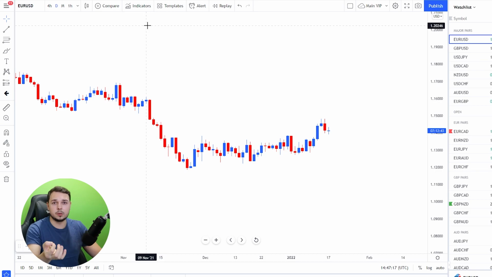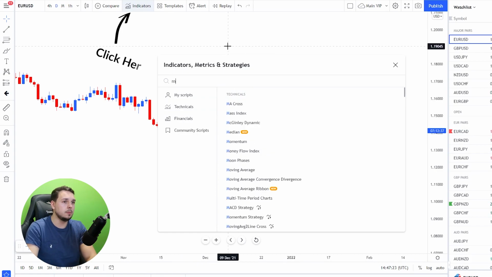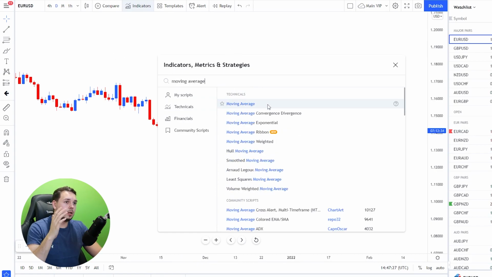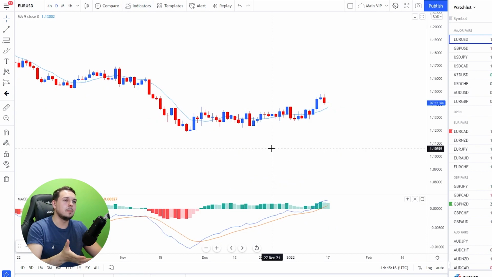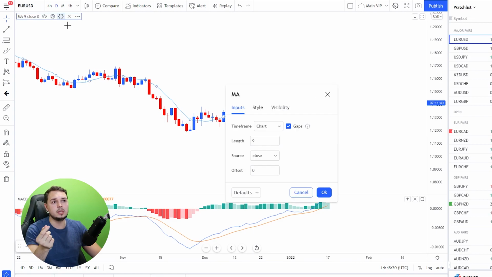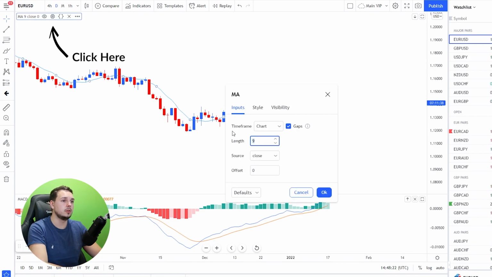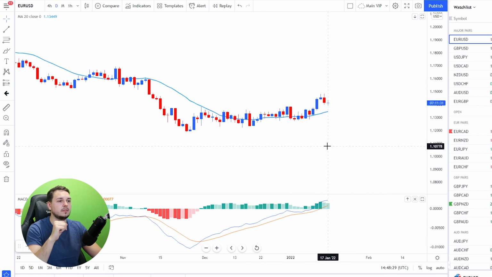So the first thing that we want is to add the indicators. So go inside the indicators tab on TradingView and type in moving average. Click OK and now type in MACD. Once you do that, click on the moving average convergence divergence. Once we close the tab off, all we need to do is just change the length from 9 to 20 on our moving average. So length 9, change it to 20, maybe style it up a little bit. There we go, make it nice and bright.